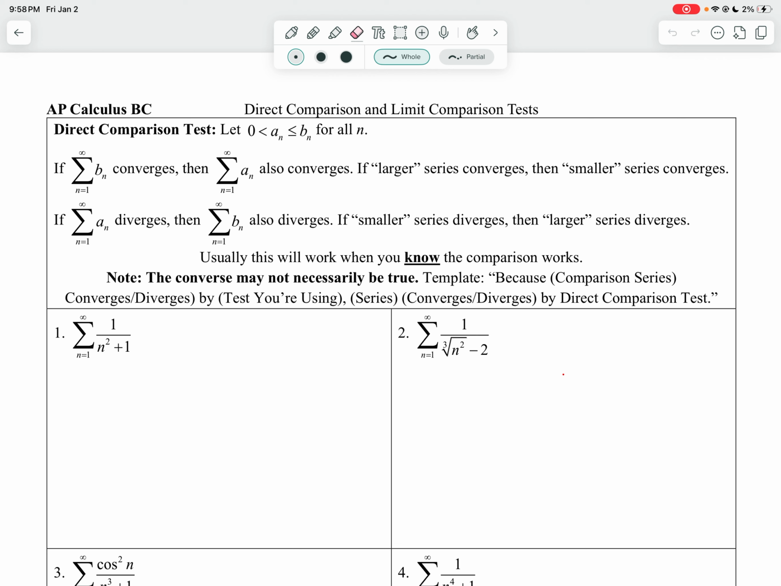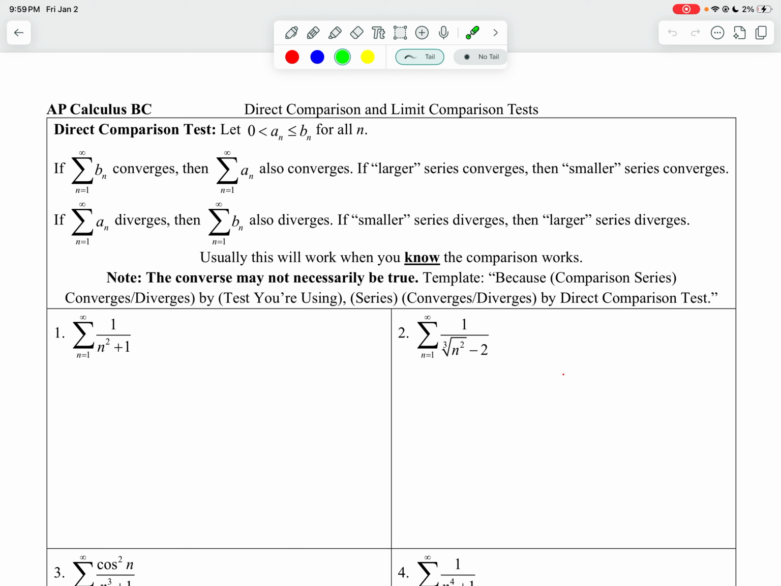So here's what the direct comparison is. And as a disclaimer, I'm not a big fan of it, and you'll see why. I'm not a big fan of the direct comparison test, but it's there. So we have two series, Series A and Series B. Series B, the second series, is going to be greater than Series A. And here's what's going to happen. If the larger series converges, then the smaller series will also converge. Now, if the smaller one diverges, then by default, obviously the bigger one is also going to diverge.